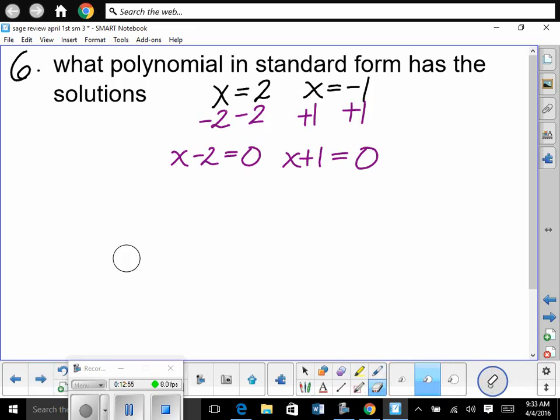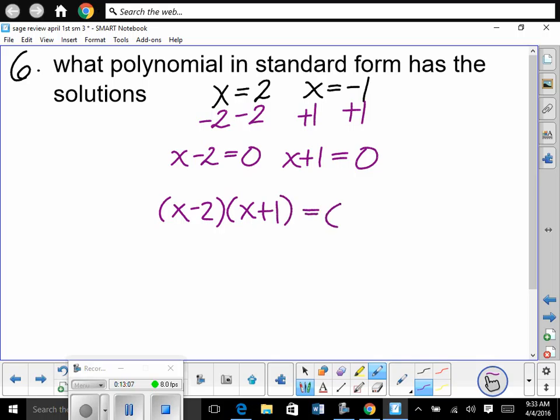Now remember, before we split them apart and individually had them set equal to 0, they were together and set equal to 0, being multiplied. So we have x minus 2 times x plus 1, and right there they were equal to 0. The zero product property was what allowed us to split them up and individually set them equal to 0, right?